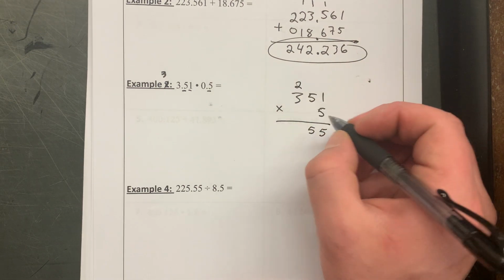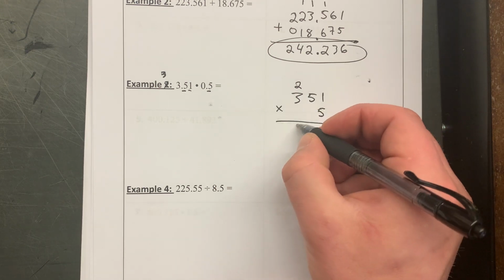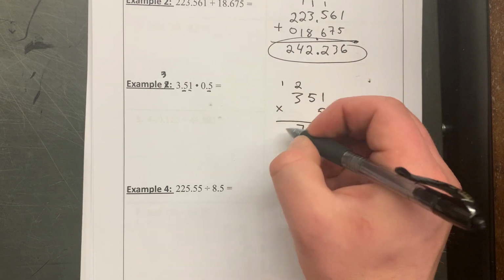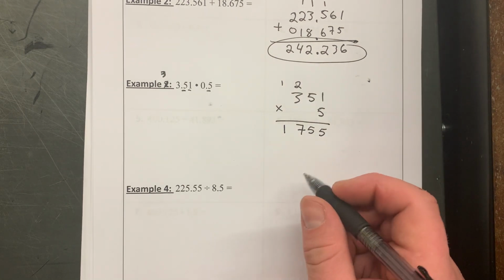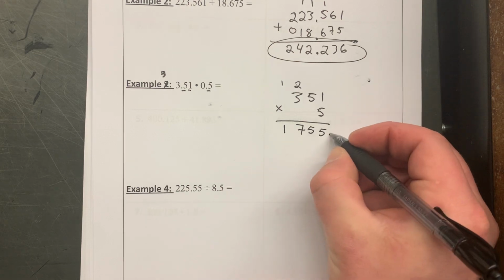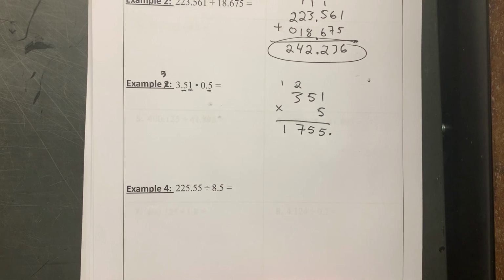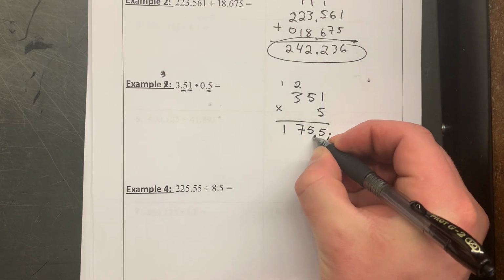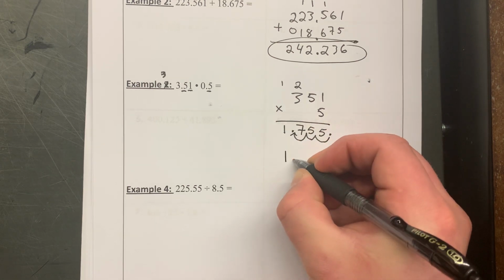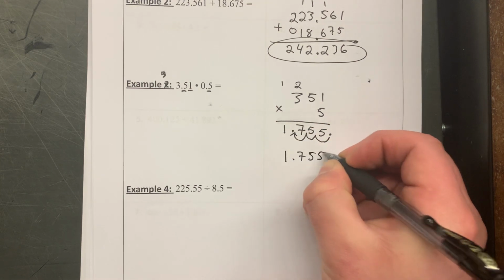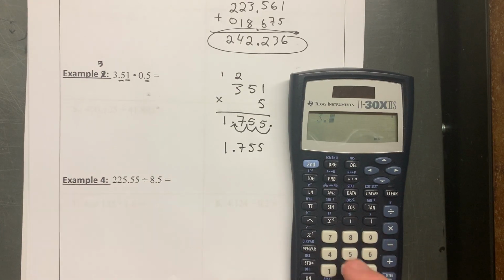5 times 3 is 15, plus 2 is 17. I got ahead of myself there. 7, my new 1, drop my 1 down. I now have 1,755. Now I need to move my decimal place. I have 1, 2, and 3 places behind my decimal place, so I need to move this decimal place over 1, 2, and 3. So my new decimal number is 1.755.